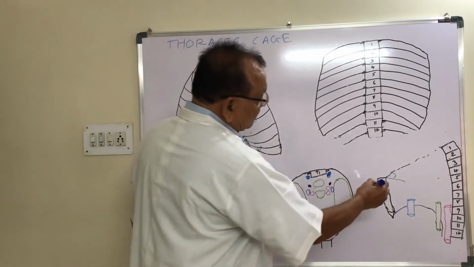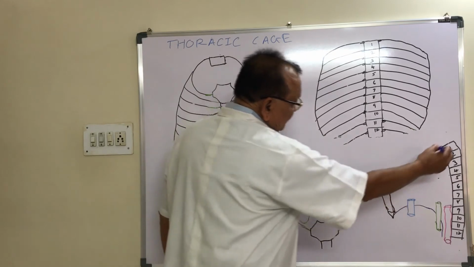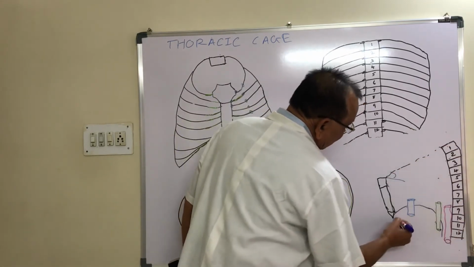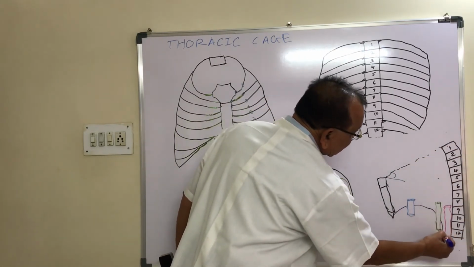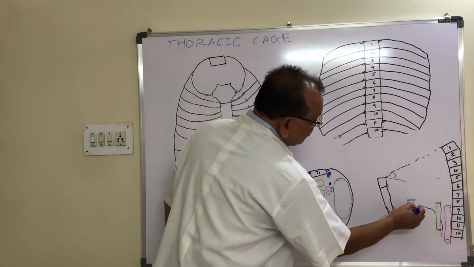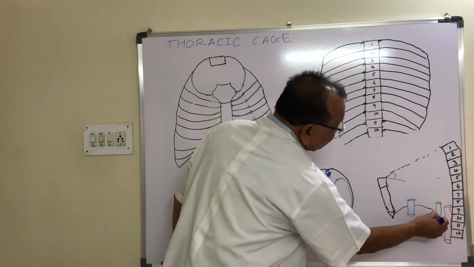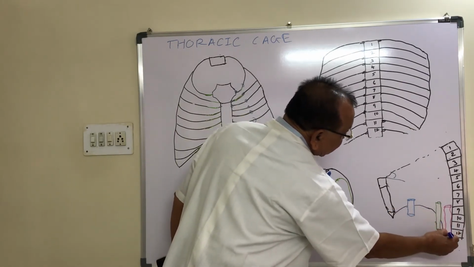See this diagram, this is the sternum, these are the 12 thoracic vertebrae, and this is the diaphragm muscle. In the diaphragm muscle you will get 3 openings, one is here, second is here, and third is here.